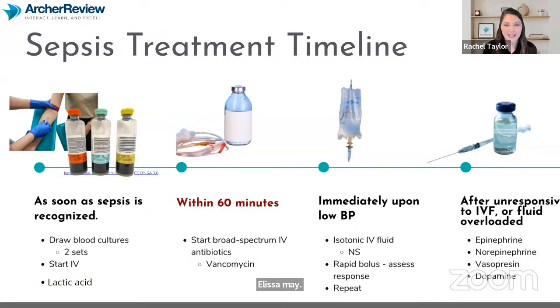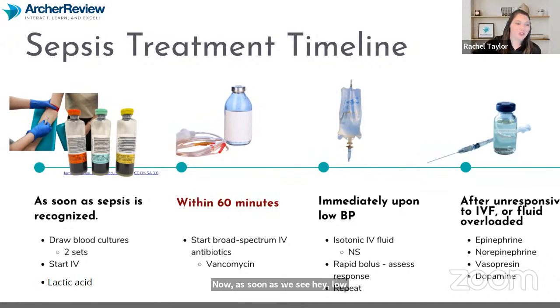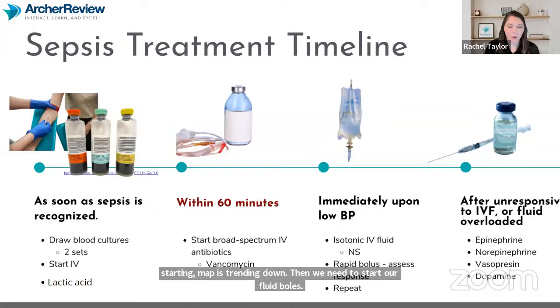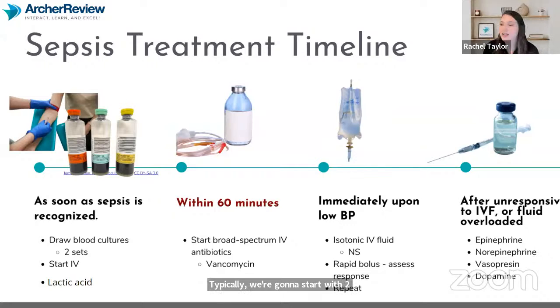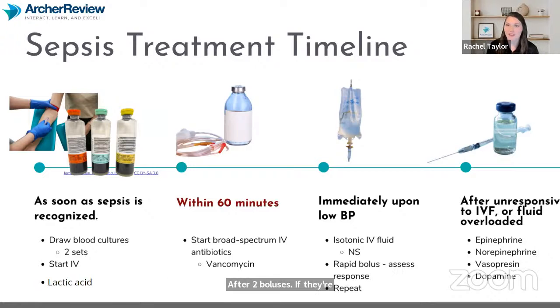Red man syndrome is a big risk with vancomycin, and it typically happens if vancomycin has been infused too quickly. Now, as soon as we see low blood pressures starting, MAP trending down, then we need to start our fluid boluses. Typically, we're going to start with 2 liters of an isotonic fluid bolus. A lot of times, normal saline is what we're going to be utilizing. After 2 boluses, if they're not responsive, if the blood pressure is still low, that's when we're giving a vasopressor.